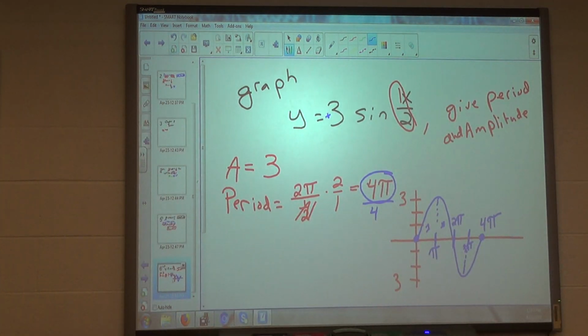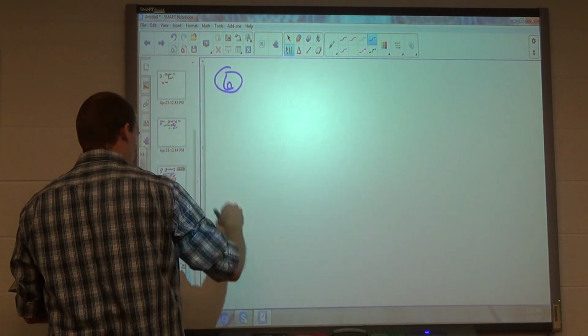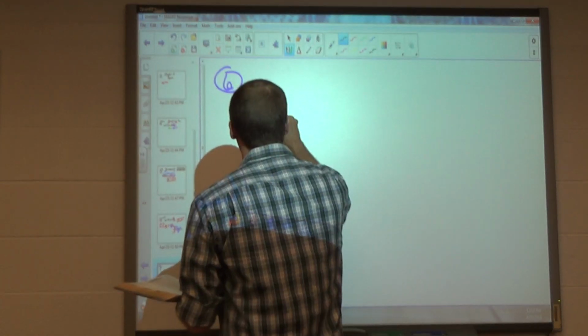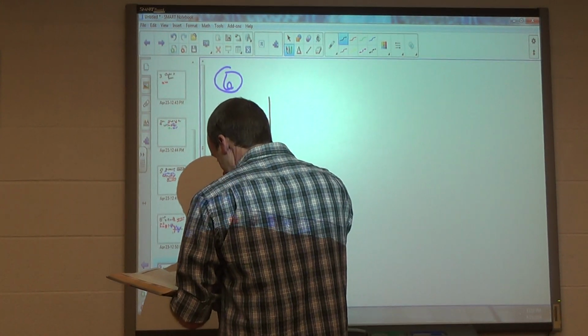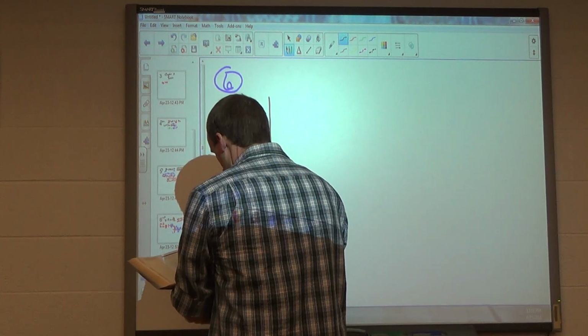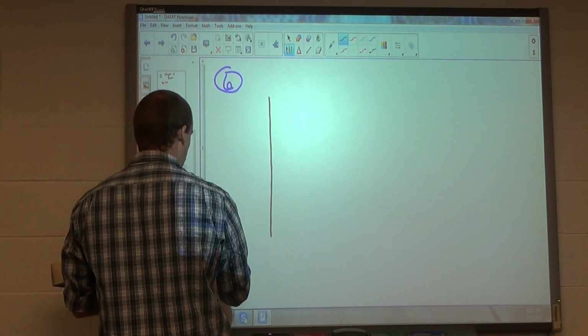Alright, let's look at number 6 in your book. I'll draw a picture out there. You guys can try to figure it out. Let's figure out the equation for that, and I want 2 equations, a sine and a cosine curve. So on the test I'll ask you for both.